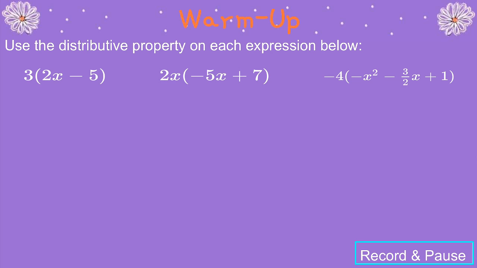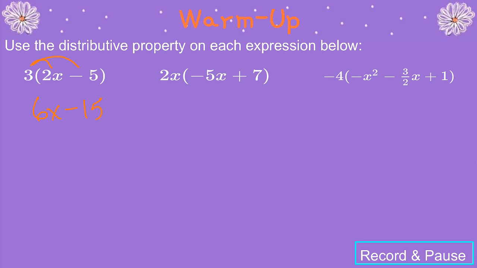All right, on this warm-up, we're focusing on the distributive property. So we have 3 times the quantity 2x minus 5. So we're going to distribute that 3 first to the 2x. 3 times 2x is 6x. 3 times negative 5 is negative 15. That's all I'm looking for there.